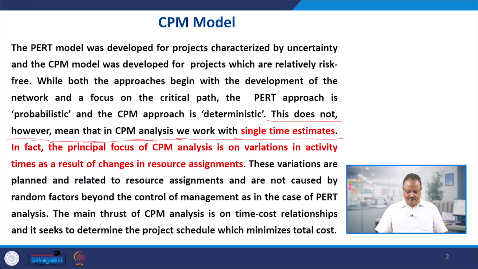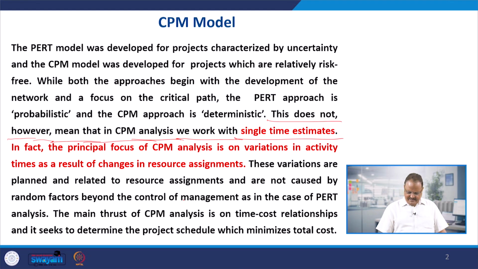You can reduce the time by using the CPM if you increase the resources, right? If you want to decrease the time, if you minimize the time, you can increase the resources. So that way there are multiple time estimates, not like PERT, but we have multiple time estimates, and depending upon the resources you can have the minimum time also and you can have the maximum time also, right. So these variations are planned and related to resource assignment and are not caused by random factors beyond the control of the management, as in case of the PERT analysis, right.